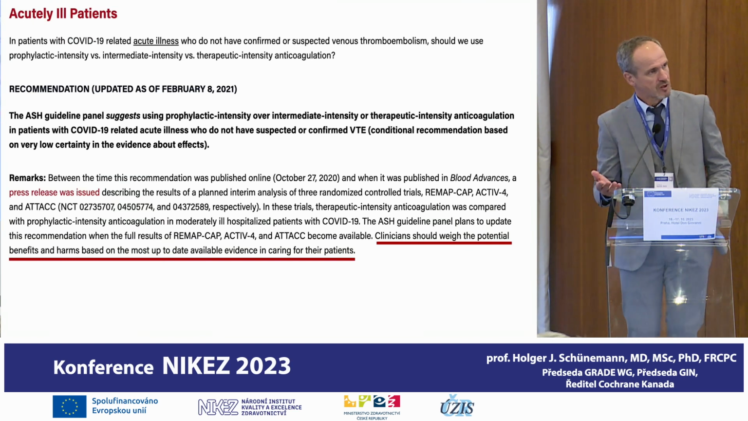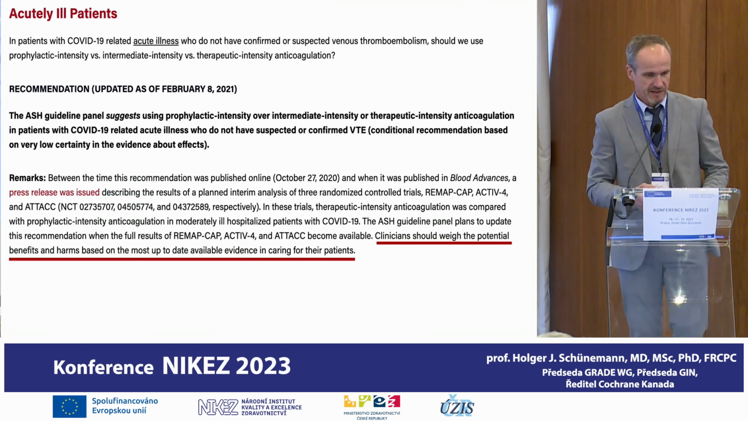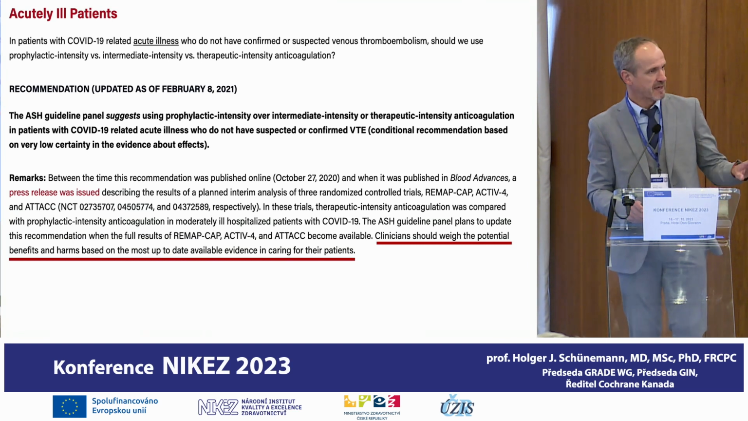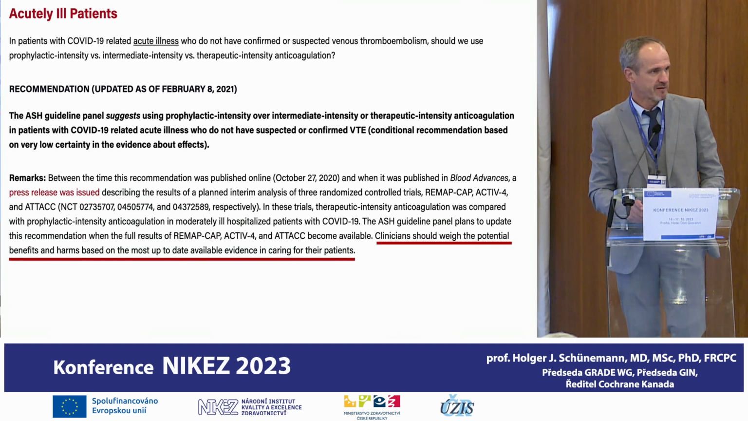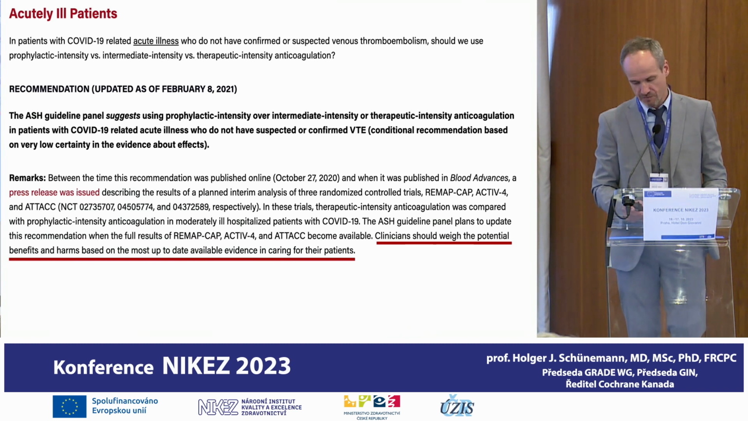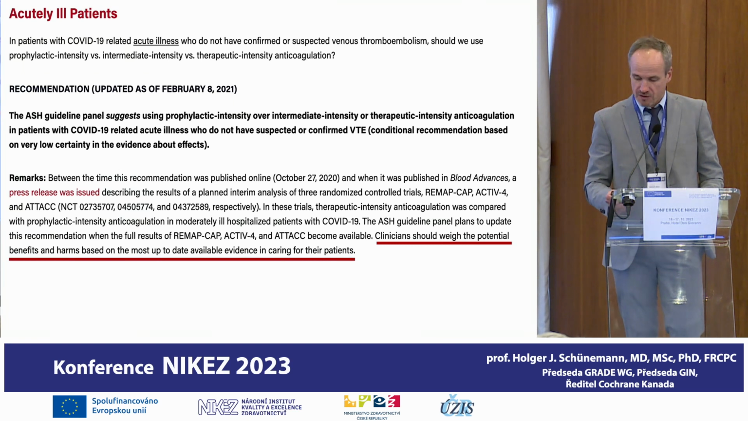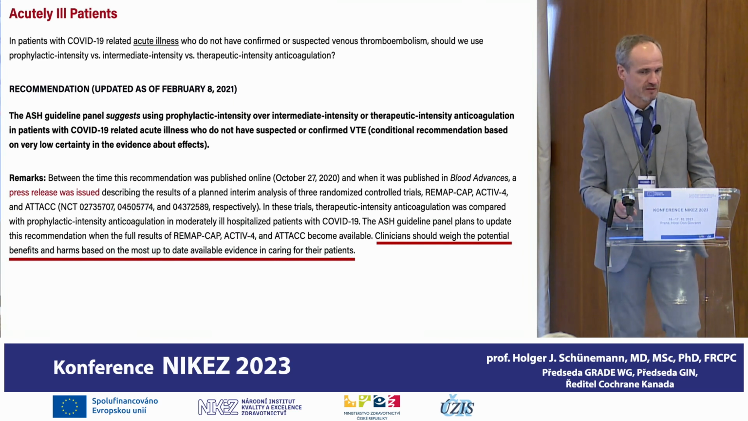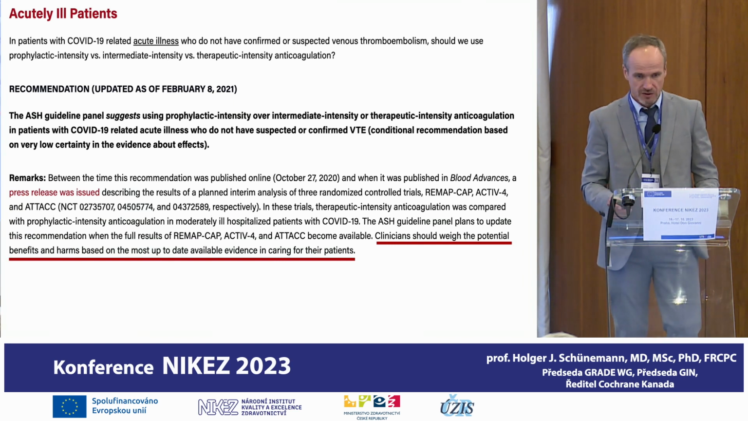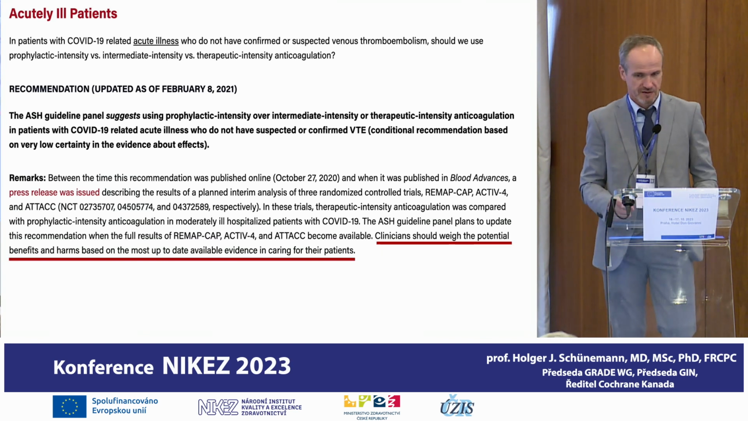What we came up with was that at the end of the day the guideline development group suggested staying with the lower dose anticoagulation, despite the fact that there were autopsy studies and other evidence that people were having higher risks of blood clots. So we said that we suggest using the prophylactic, the low dose anticoagulation over intermediate or higher dose anticoagulation in patients with COVID-19 related acute illness, who did not have other indications for blood thinners.